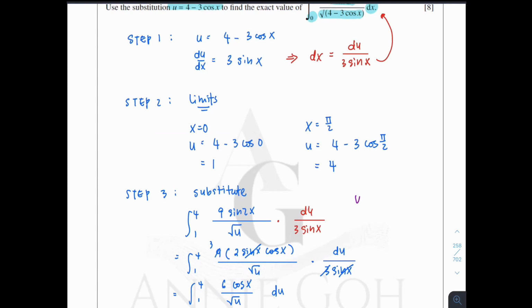We have u equals 4 minus 3 cos x. So we need to rearrange to get cos x in terms of u. Then it will become cos x equals 4 minus u over 3. So you just need to substitute this into here to get rid of the cos x.